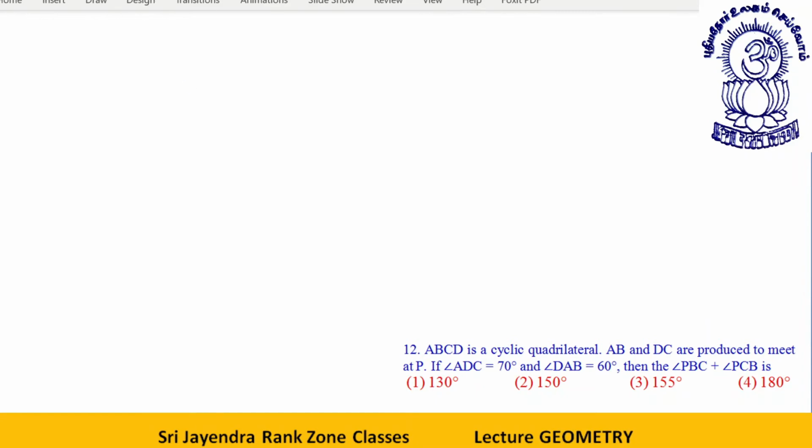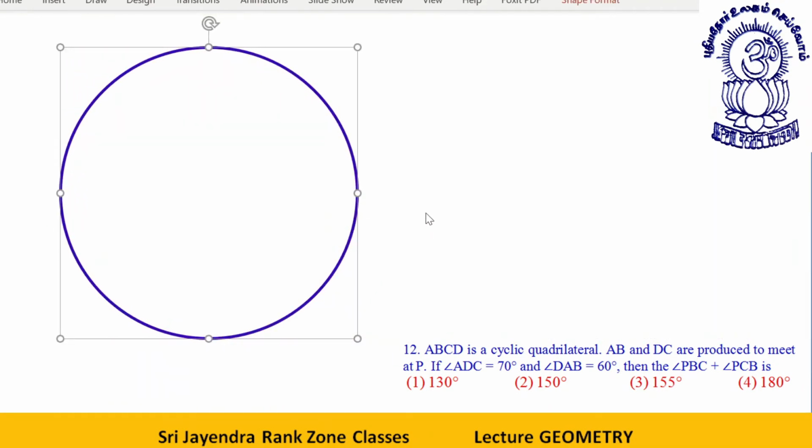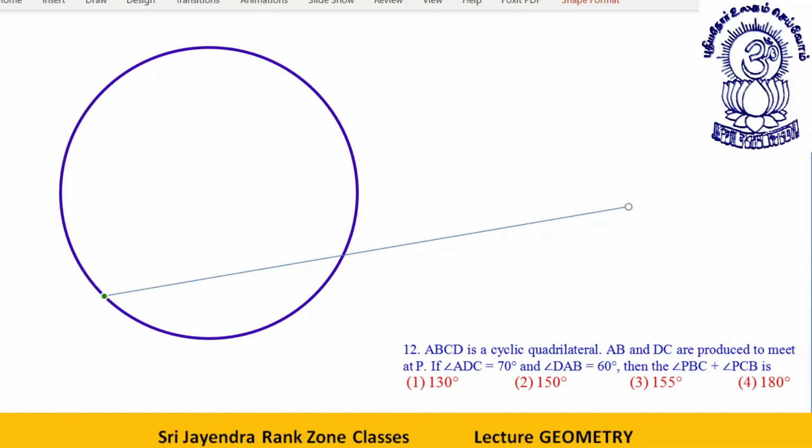ABCD is a cyclic quadrilateral. I take a circle. ABCD is a cyclic quadrilateral. AB and DC are produced to meet at P. I take two chords AB and DC. Let's say this is AB, then this is DC. I join them. This is A, B, C, D. AB and DC are produced to meet at a point P.